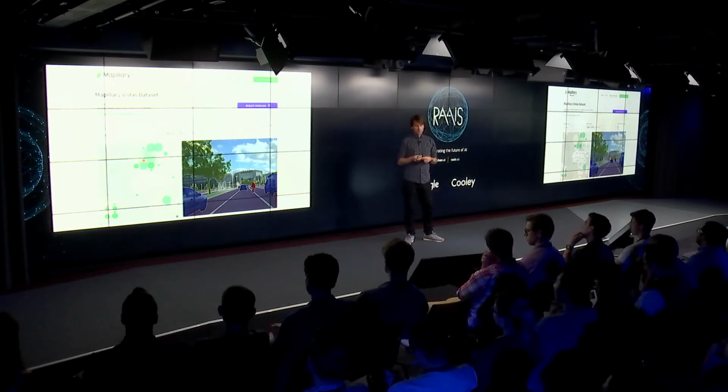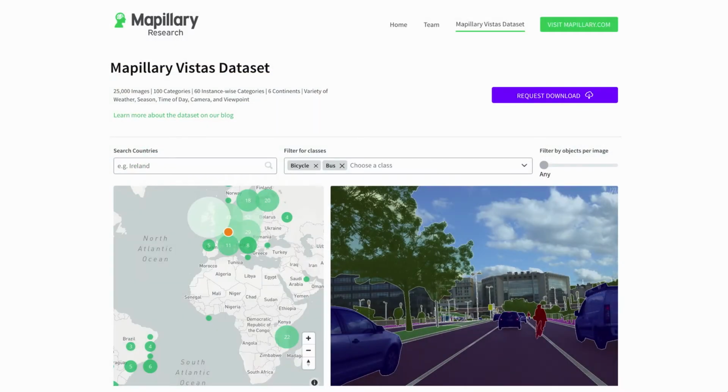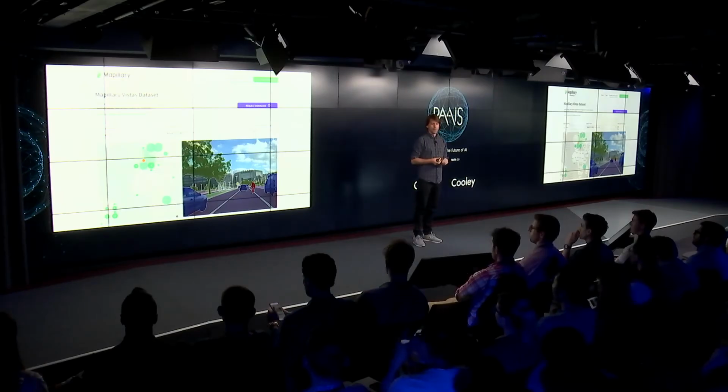All right, so to do this, we created a very large training set. It's the world's largest street image segmentation data set. And this is what we train our algorithms on, but we also published it, so it's available for everyone else to use as well. So if you go to research.mapillary.com, you will find the Vistas dataset, and it's available for everyone to download and use. Also commercial research, free to use for commercial research.